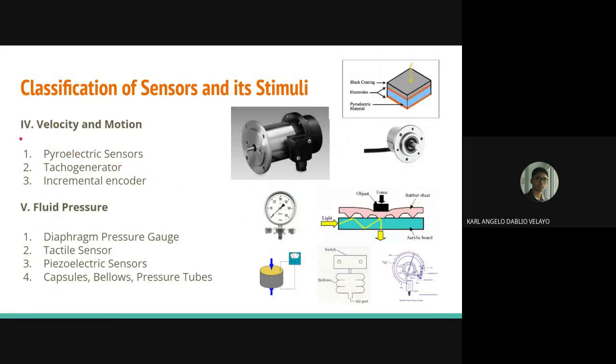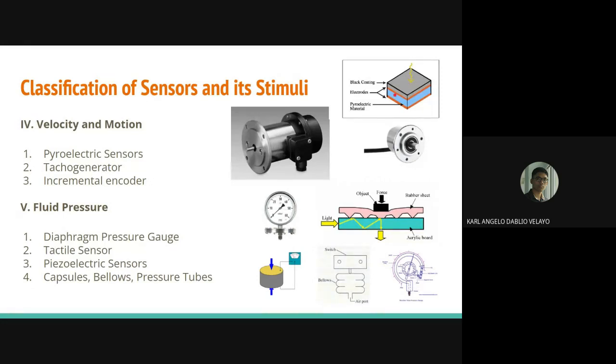So onto the next category. So we have sensors for velocity and motion. So first we have pyroelectric sensor. So this is what it looks like. So a pyroelectric sensor is designed specifically for human detection. So it is made of a crystalline material that generates a surface electric charge when exposed to heat in the form of infrared radiation.